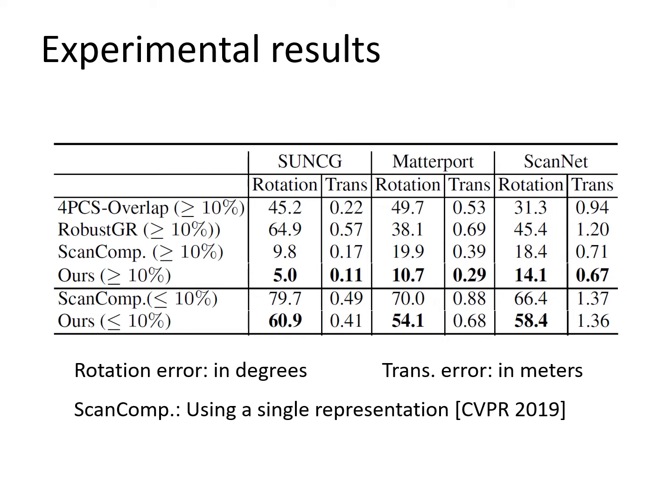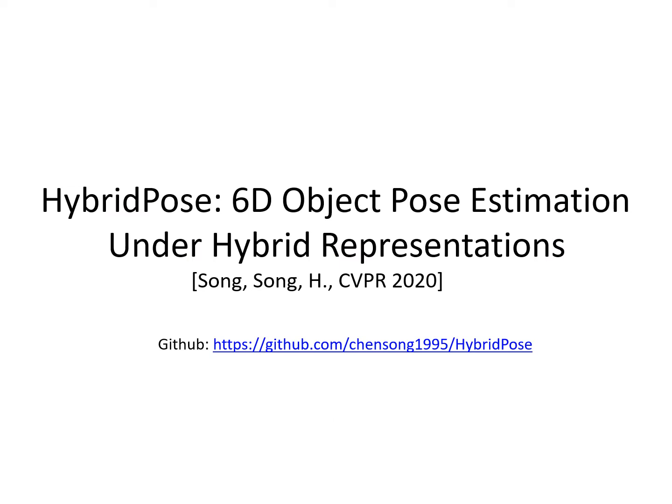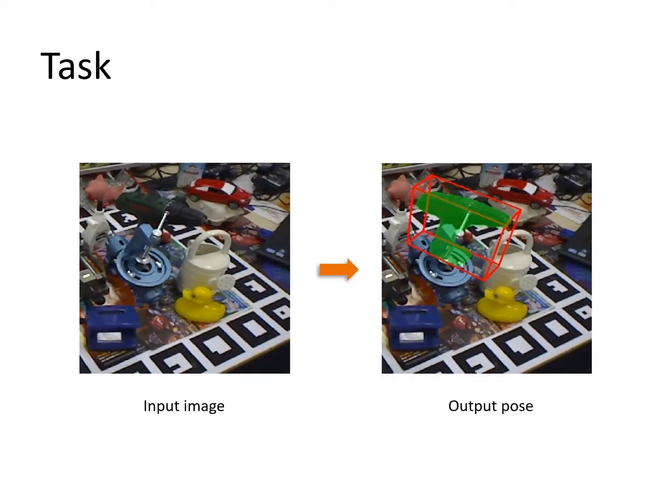Okay, that is the end of the first paper. Now I'm going to talk about the second topic, where we study 6D object pose estimation, which is a core problem in 3D vision. So the task of 6D pose estimation is as follows. Suppose we are given an image of an object where we know the ground truth 3D model. Our goal is to predict the 6D pose, characterized by the rotation and translation of this imaged object from the coordinate system associated with that object.